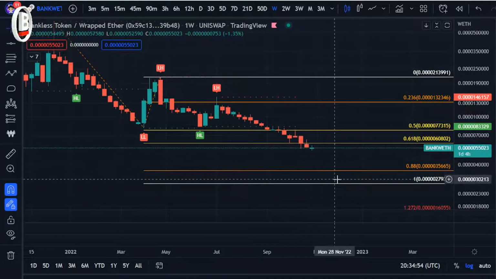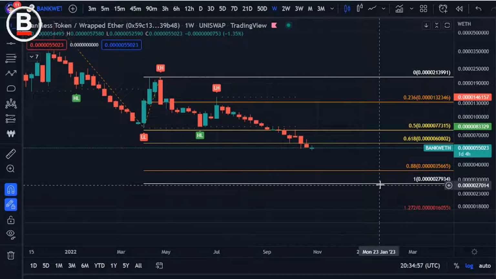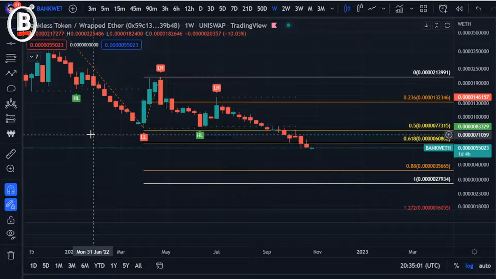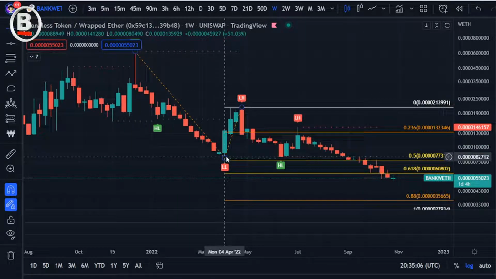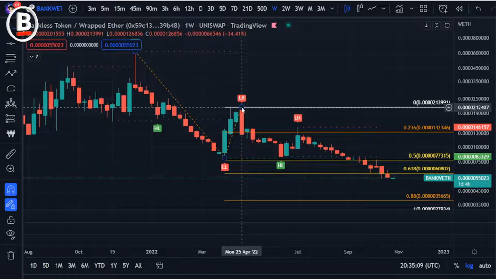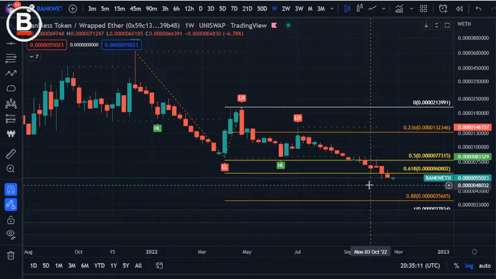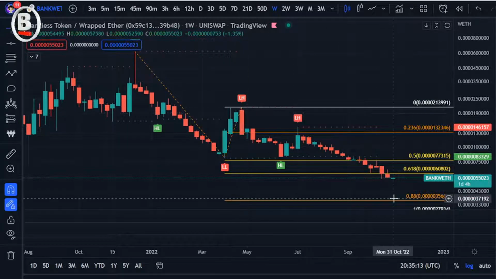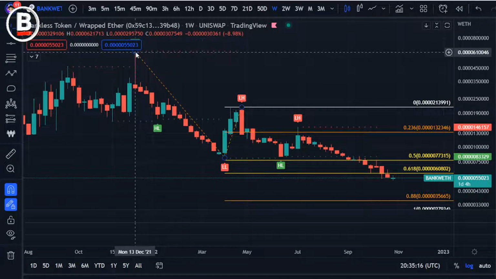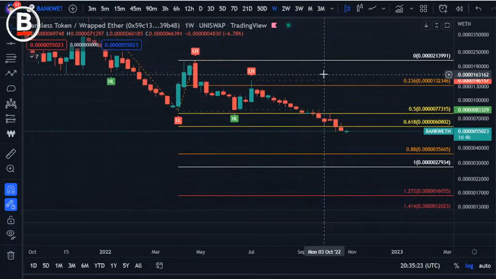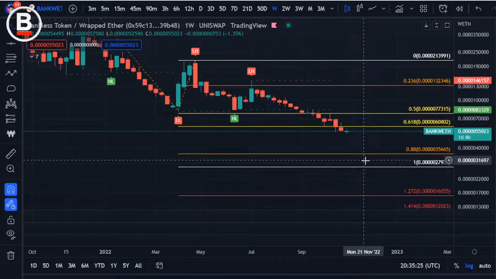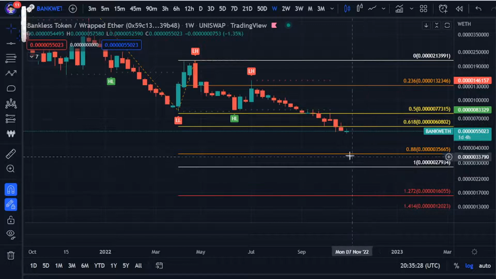And we are, one thing that you always keep on the radar is what's called a one-to-one move. So what it means is that from point A to B, or point C to D, will be 100% the length of point A to B. And that's sitting right down here.